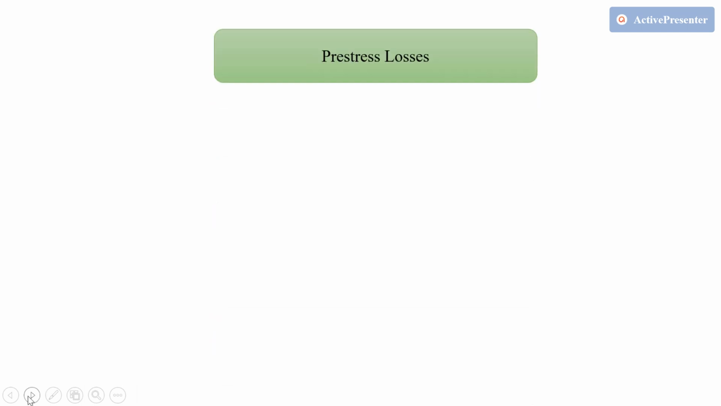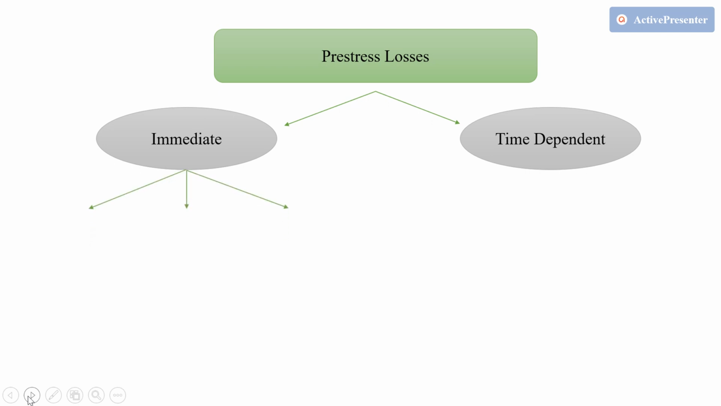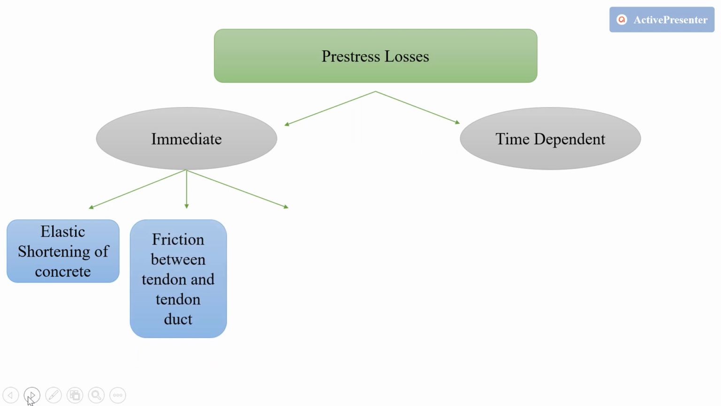Now the losses in pre-stress I can classify mainly into two. One is immediate loss, that is straight after the application of this pre-stressing force, and the other is time dependent, because it will take some time. The loss will occur throughout the lifetime of the structure. For immediate loss, I can say the loss due to elastic shortening of concrete, that is, the concrete will reduce its size, friction between the tendon and the tendon duct, and anchorage slip.